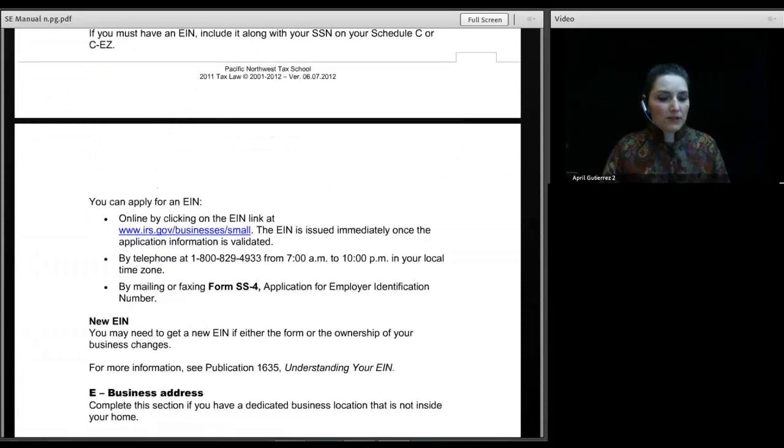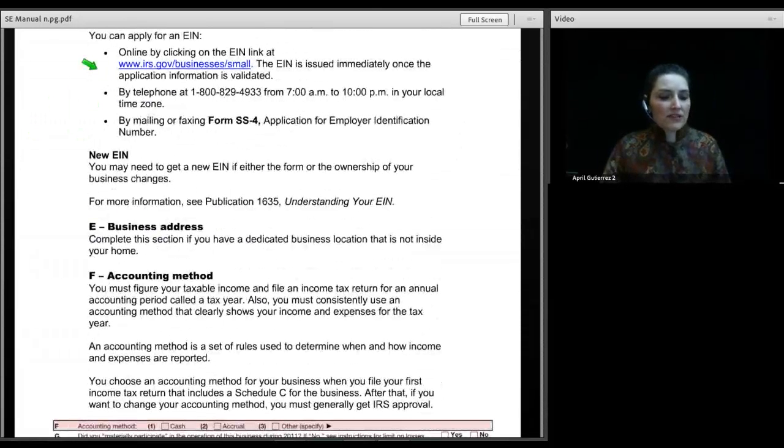So how do you apply for one? Well, in the olden days, you picked up the phone and you telephoned, and you talked to people over the phone, or you filled out a form called SS-4 and mailed it in. In modern times, you simply go to the IRS website, click on the link, and apply for it right there online, and it takes seconds, and you will have that identification number.